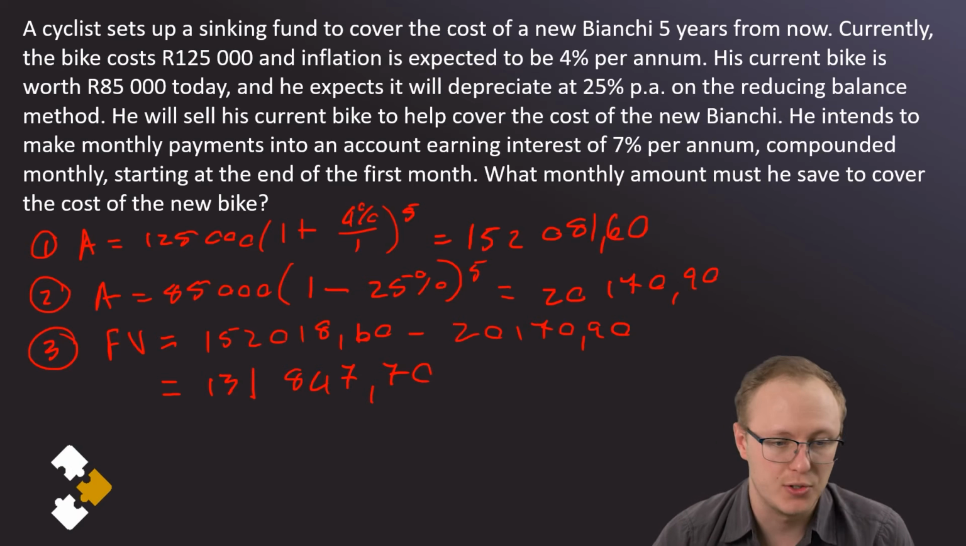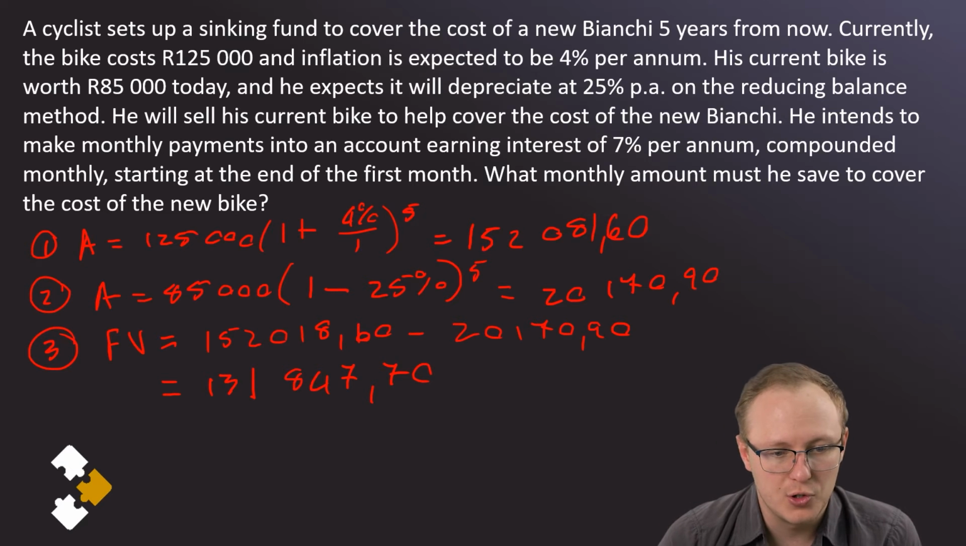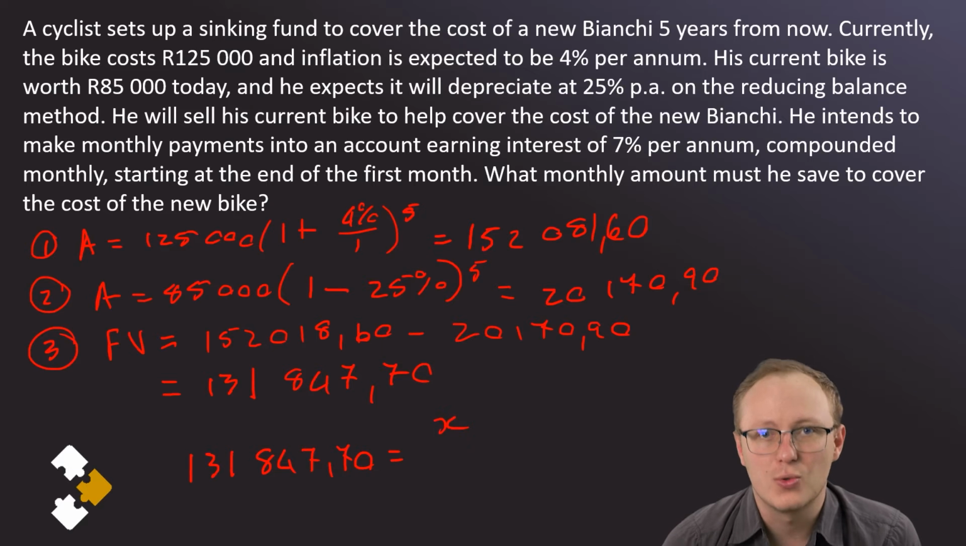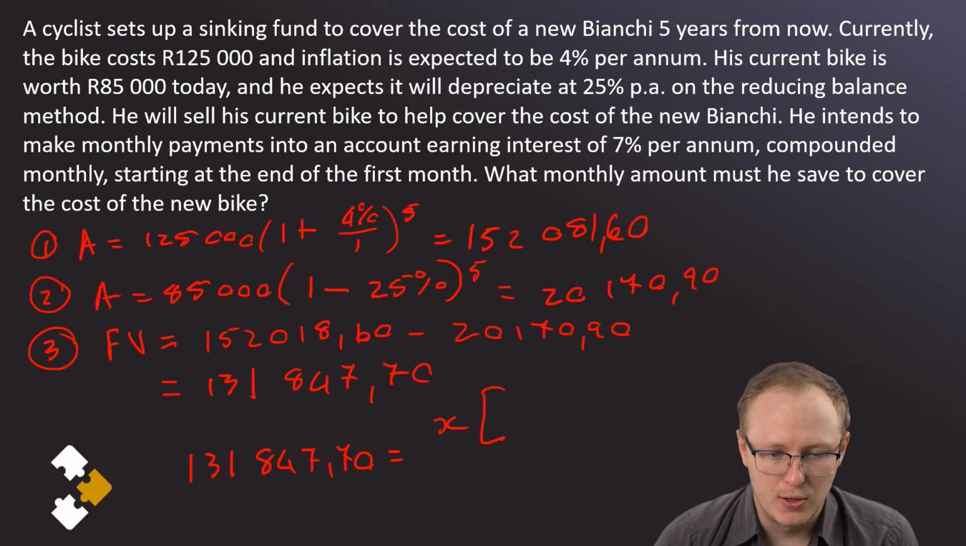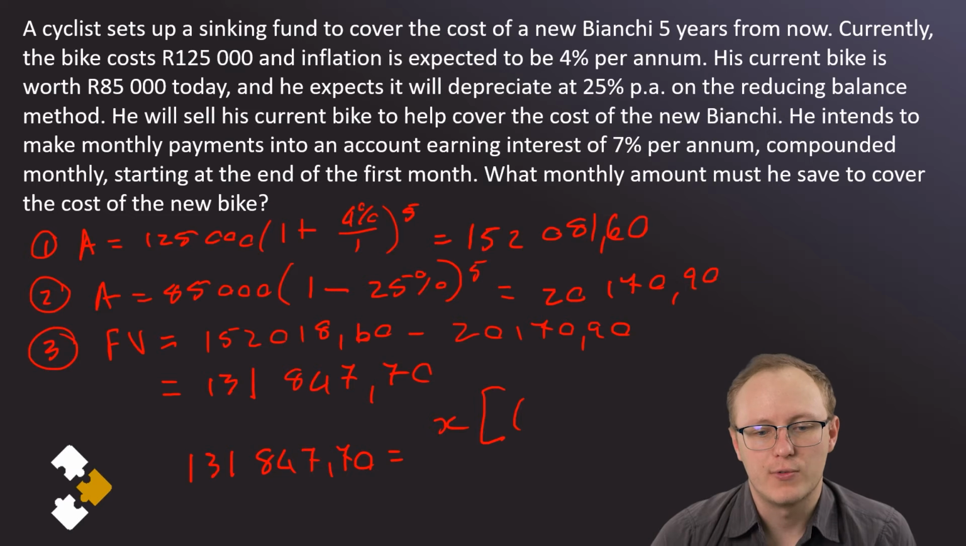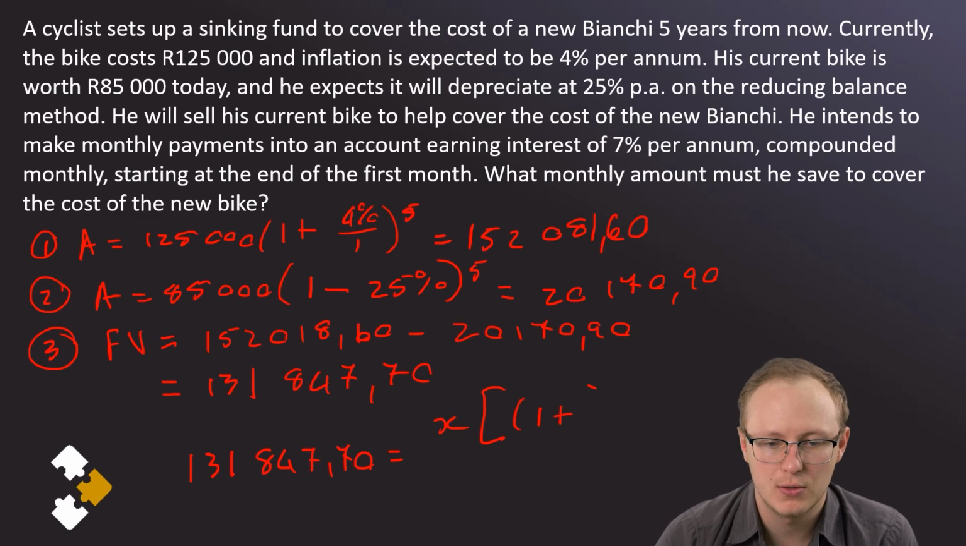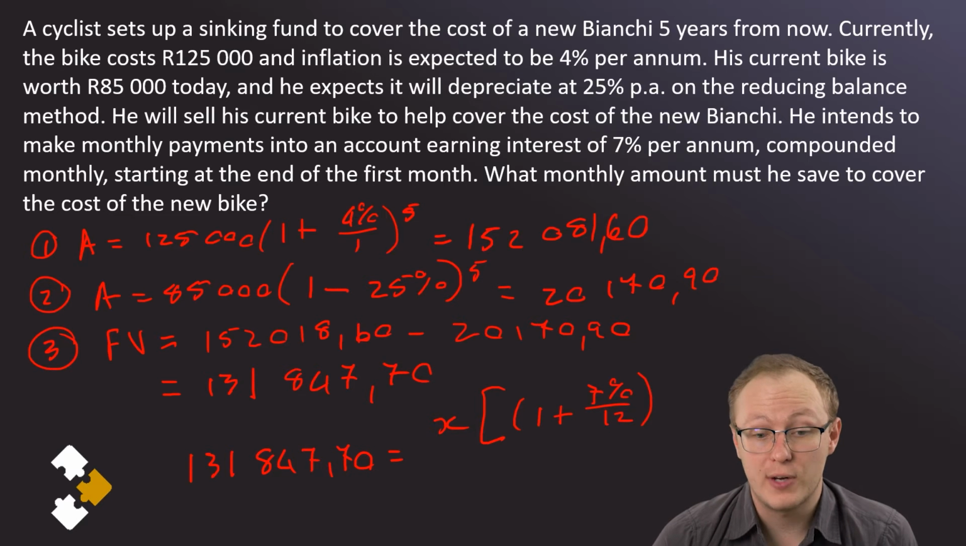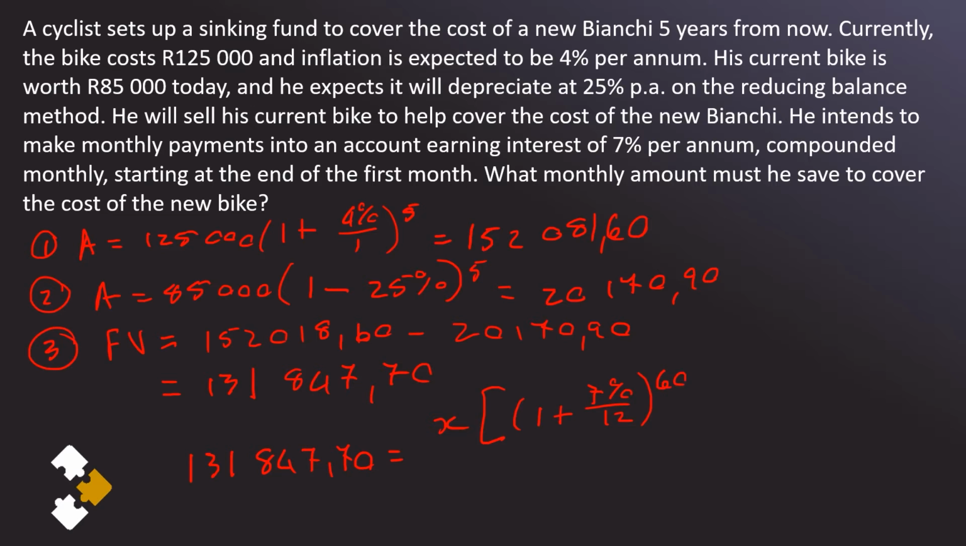So how much do we need to put away? Well, now we know for our future value formula that we've got 131,847.70. We're trying to find out what the x is going to be. We know that for future value, we've got the 1 plus, and now this is 7%, right? So 7%, but now this is monthly, and this is for 5 years, so 5 times 12 is 60.